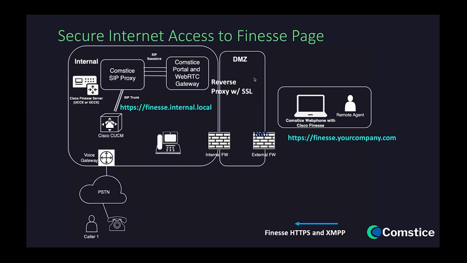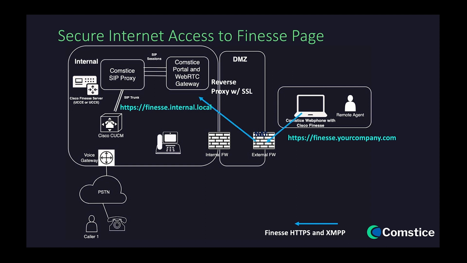So, how are we going to access the Finesse agent web page securely from the public internet? Obviously, we don't want to expose the Finesse server directly to the public internet, and we will be using web proxies, reverse proxies, and if you have web application firewalls, you can use those as well. On the external side, there's going to be an external publicly available fully qualified domain name, a host name, that will point to your external firewall.